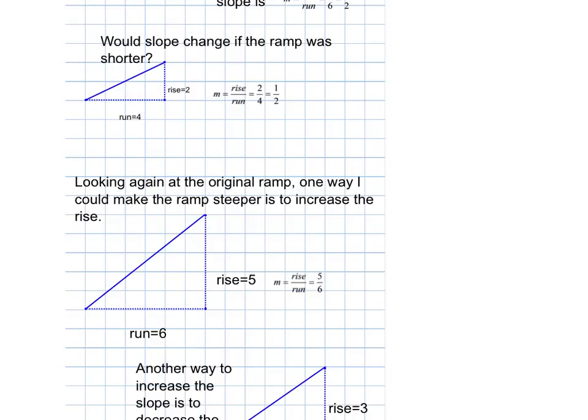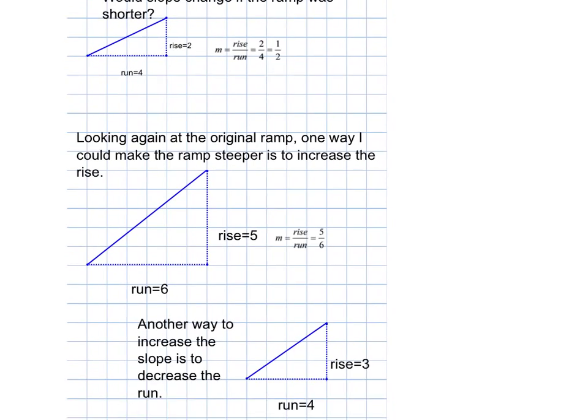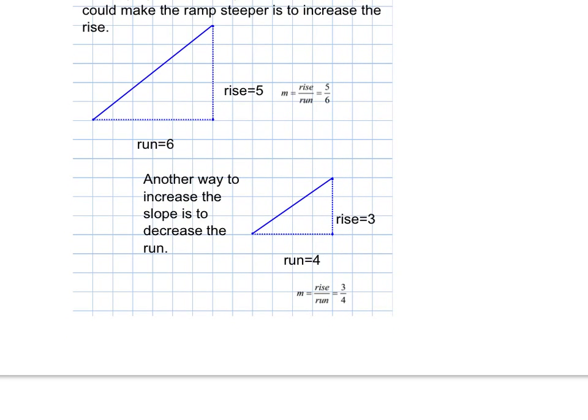Now remember, another way to increase slope is to decrease the run. All right, so remember the original rise was 3, and notice now instead of the run being 6, I made it 4. So that ramp right there has a slope of 3/4.